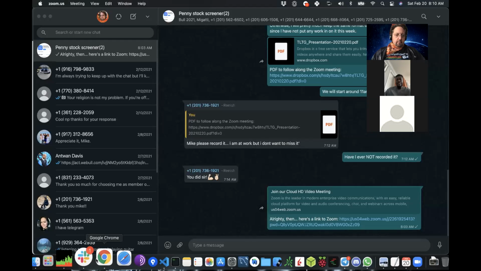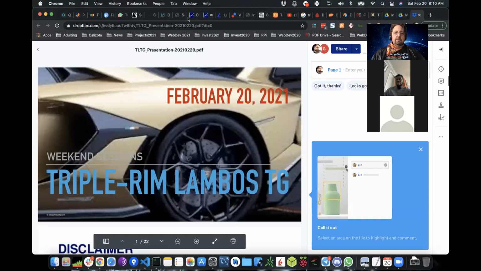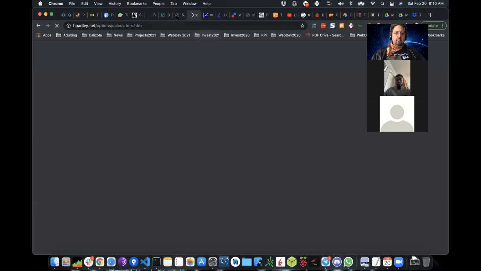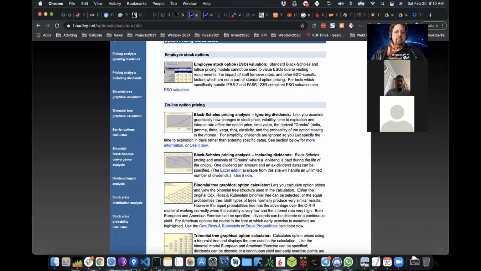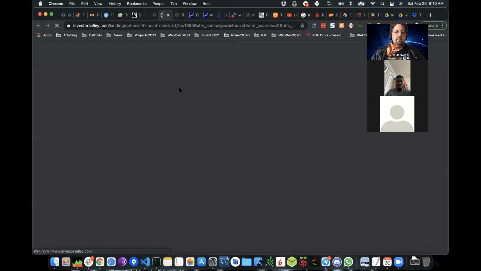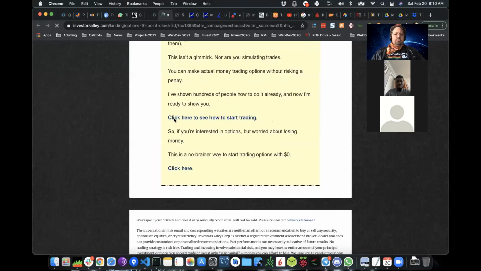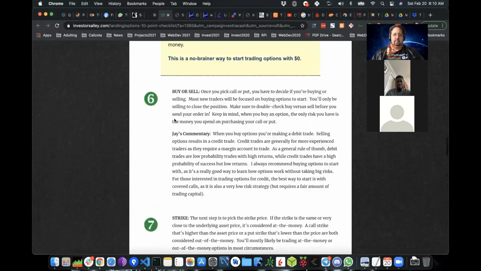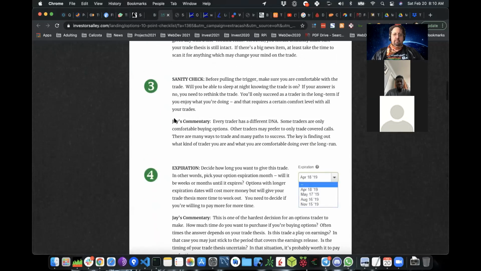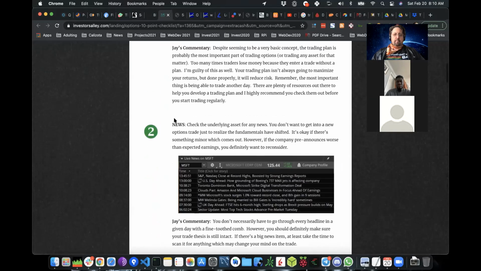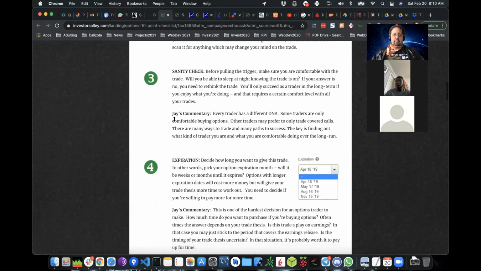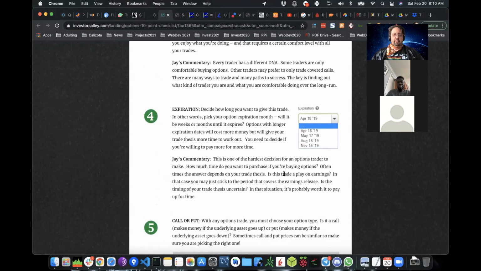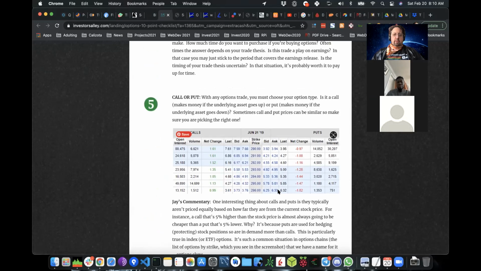And there's this thing here. It's like there's a thing I found on how to, like, an options 10-point checklist, right? Okay. So maybe these are things you're covering. Trading plan, news, sanity check, expiration, you know, the calls and the puts.